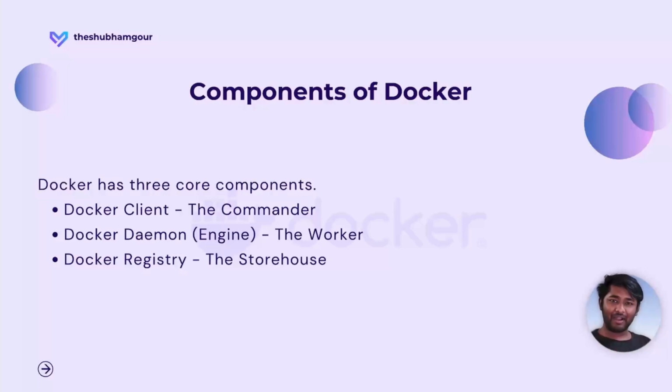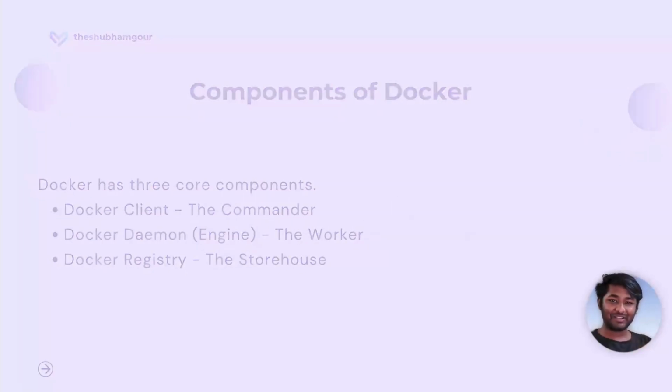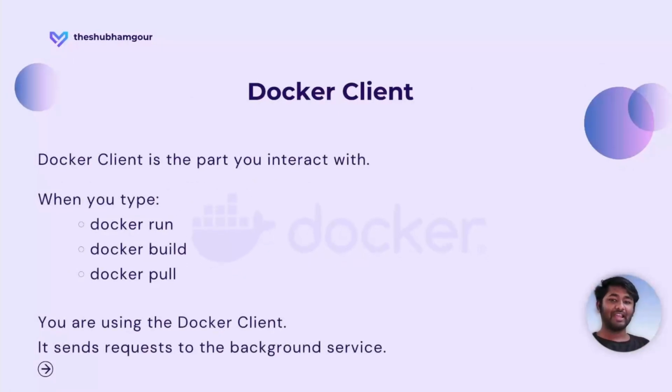Docker client is the commander. It's the place where we are actually passing the commands from. Docker daemon is the actual brain, the worker who performs the work. And Docker registry is the storehouse where the images are stored, right? We are going to understand each one of them in detail so that we have clarity on how Docker architecture works and how it looks. Let's cover the first component, that is Docker client. It is the place where we interact. Whenever we write docker run, docker build, or docker pull, we are using the Docker client. It sends the request to the background service.